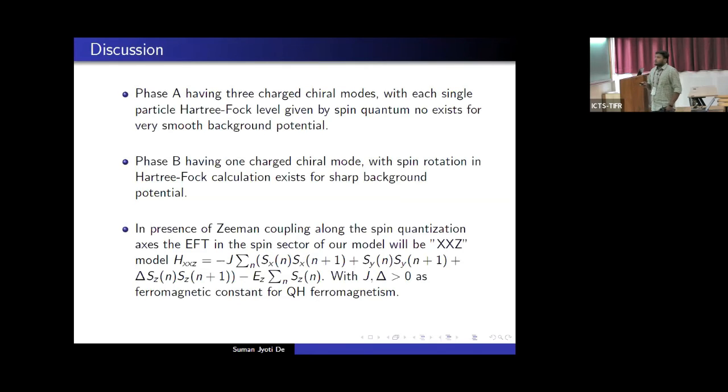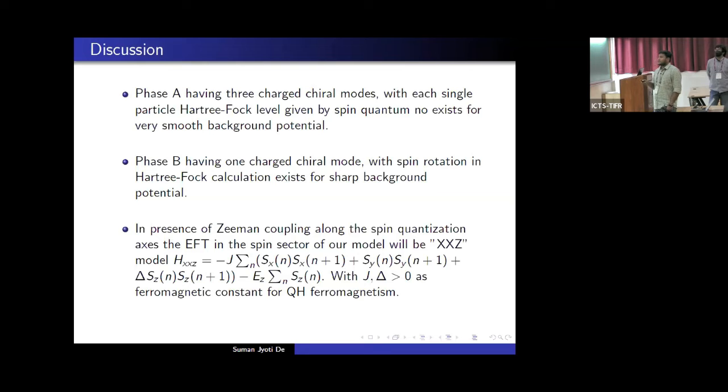So with this, I want to come to my conclusion and discussion slide. In total we have two phases. Phase A, having the 3 charged chiral modes with each Hartree-Fock level given by the spin quantum number, exists for a very smooth background potential, and phase B, which has 1 charged chiral mode but has a spin rotation in the Hartree-Fock, happens for a sharper background potential.